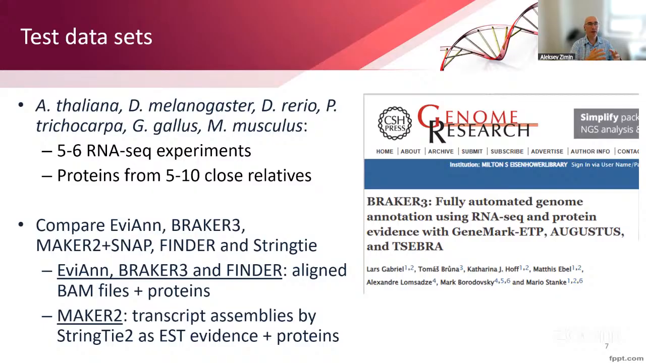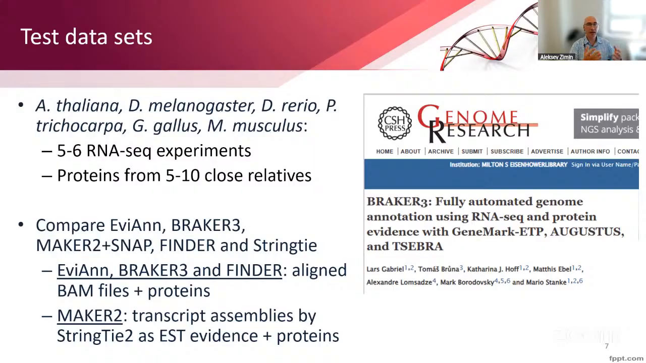And these test data sets would have 5 to 6 RNA-seq experiments and proteins from 5 to 10 close relatives. And I took these data sets from a recently published paper on BRAKER3, a fully automated genome annotation tool. And BRAKER3 is, in my opinion, the best genome annotation tool. It's based on ab initio gene finding, and that's our main competitor to EviAnn.